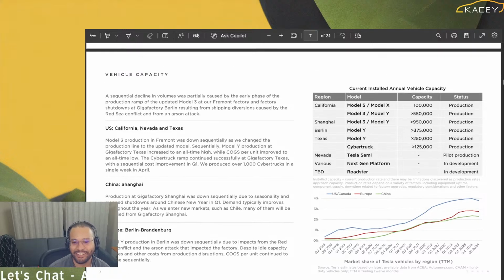Let's look at their capacity chart. See what we're looking at. SNX 100,000. That's unchanged. 3NY over 550. That's unchanged. Shanghai 950. That might be a change. Berlin 375. I think that. I'm not saying they're changed from last time, but they're recent changes. Texas 250, that's not changed, and Cybertruck at 125.